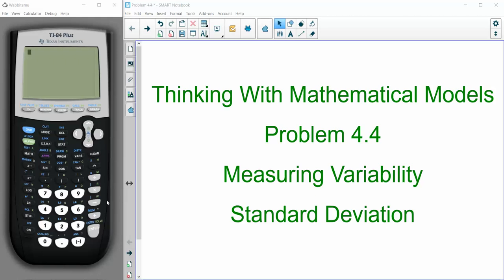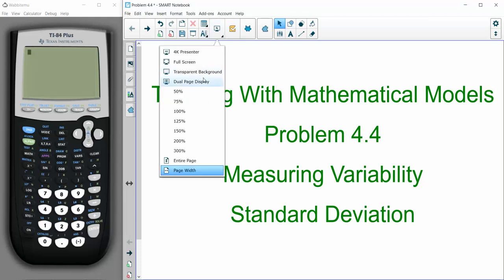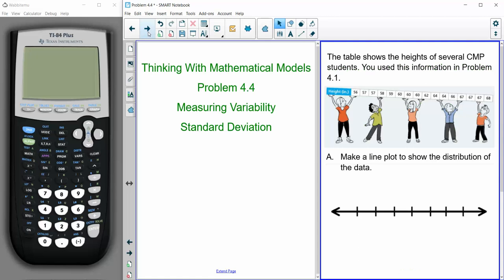We're going to go through problem 4.4 in Thinking with Mathematical Models. It's about measuring variability, specifically standard deviation. First thing, we're only looking at one variable today. These are the heights of a bunch of students, 16 I believe, and we're going to make a line plot showing the distribution of the data, showing how spread out it is.